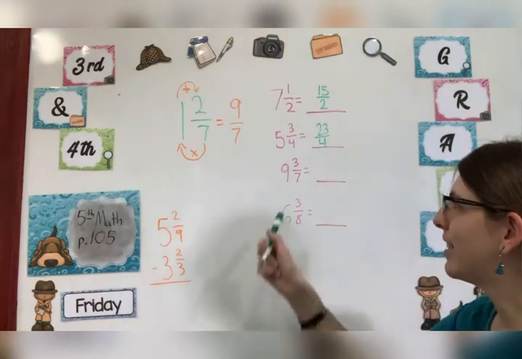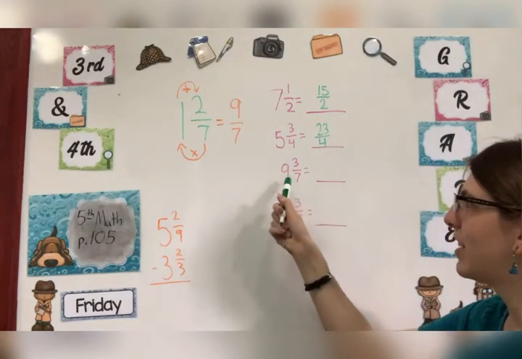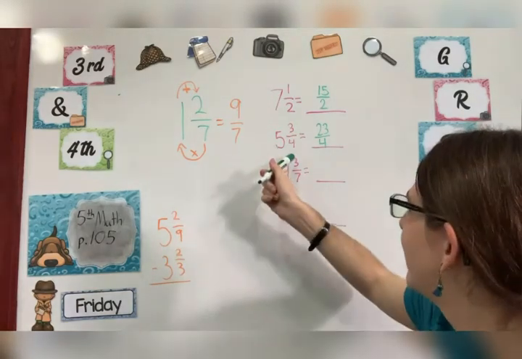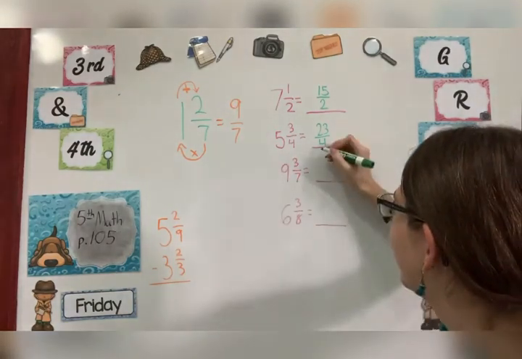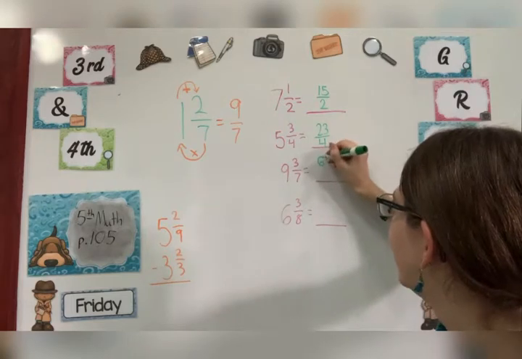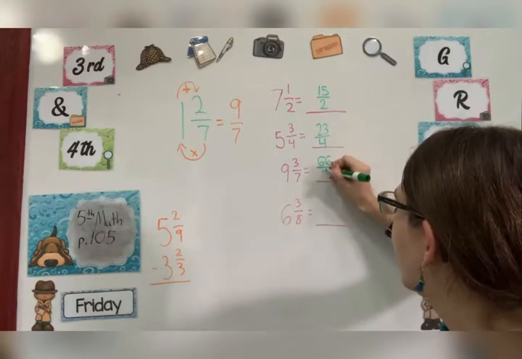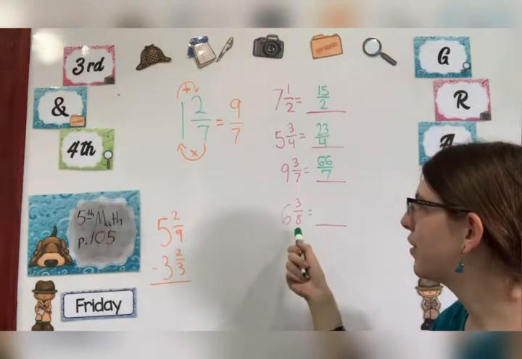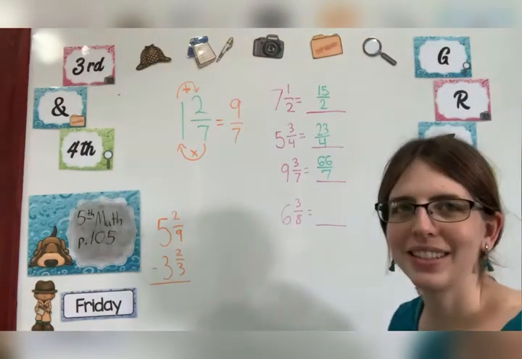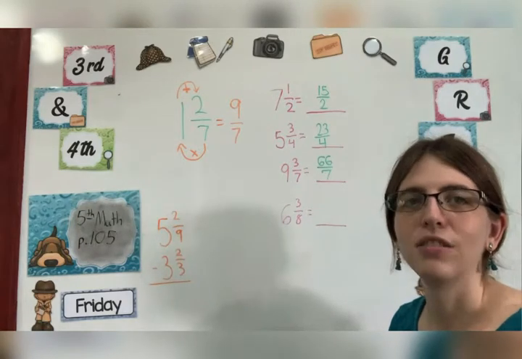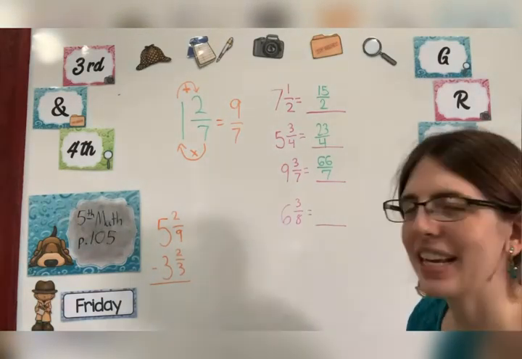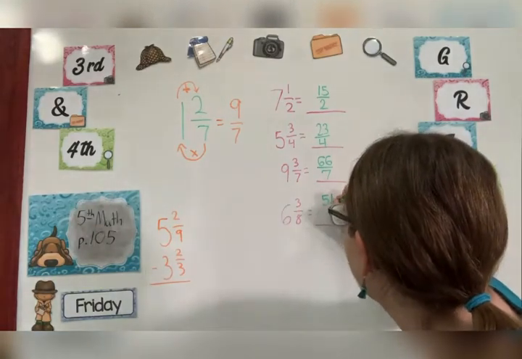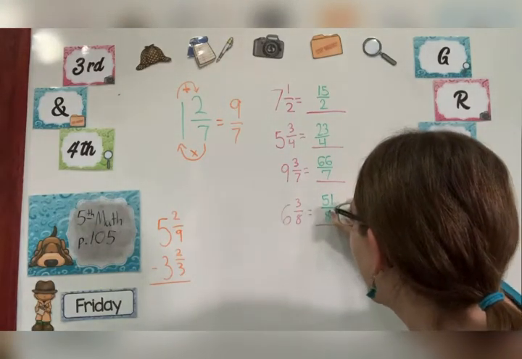9 3/7. Start with multiplication. 7 times 9 is 63. 63 plus 3 is 66 over 7. Last one. 6 3/8. 8 times 6 is 48. Plus 3, 51. So I have 51 over 8.